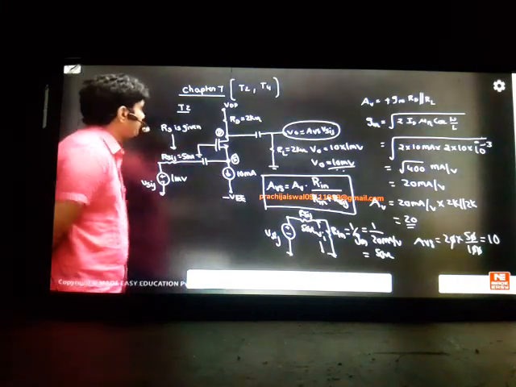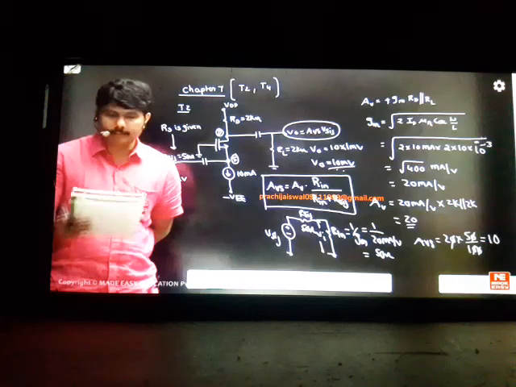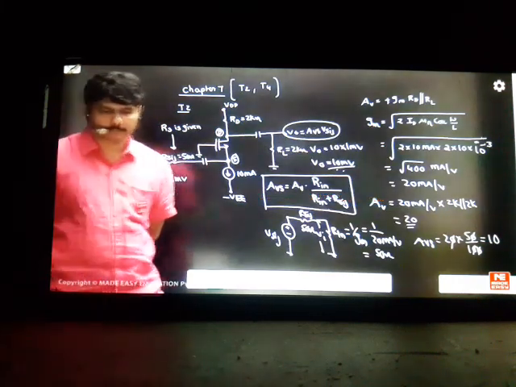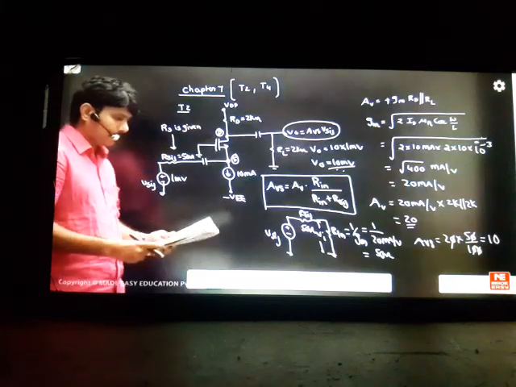Perfect. So the last problem here, T4. Everybody can tell this answer by themselves easily. T4 answer, straightforward. You can tell the answer. The circuit is looking big, but the answer is very easy.